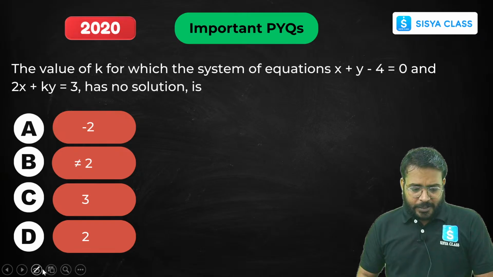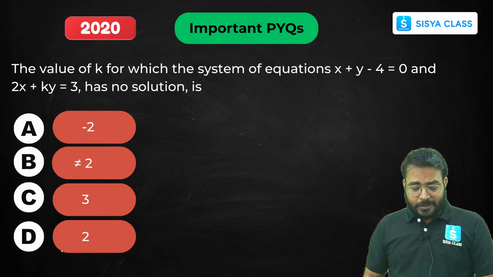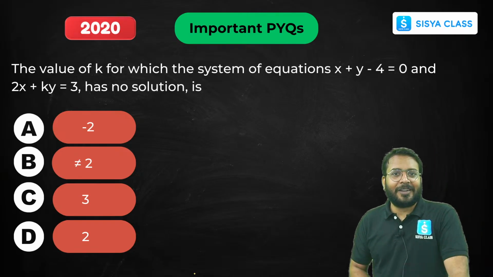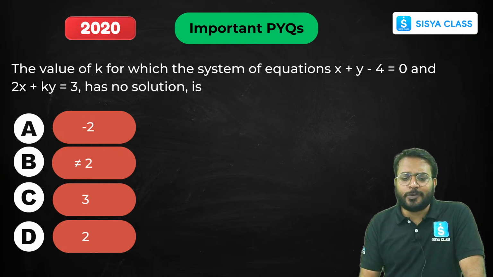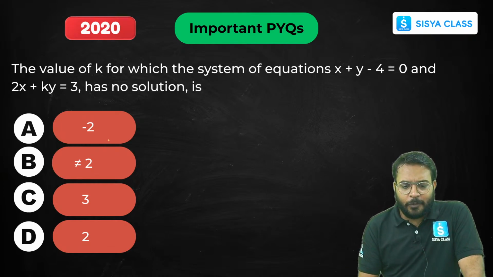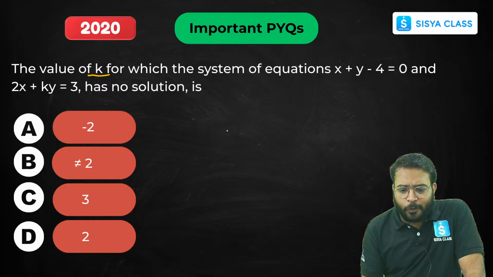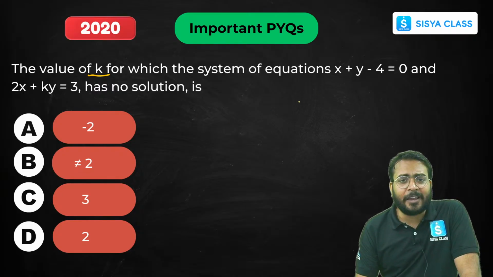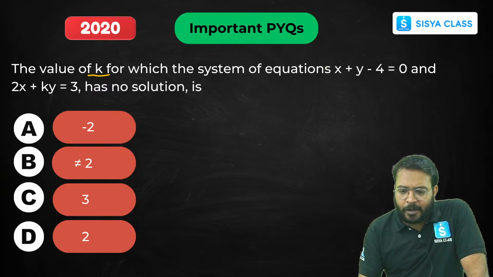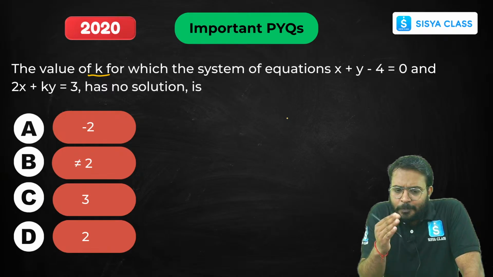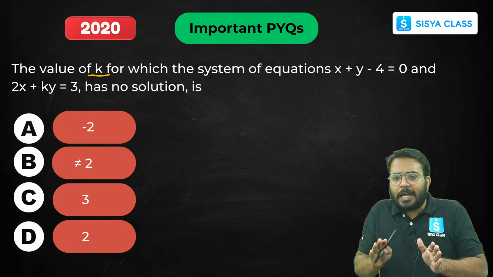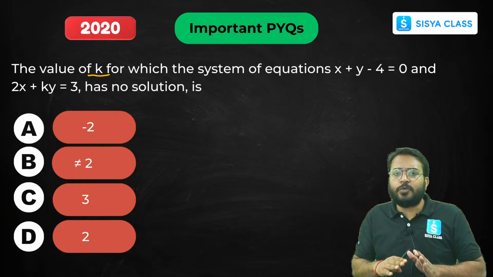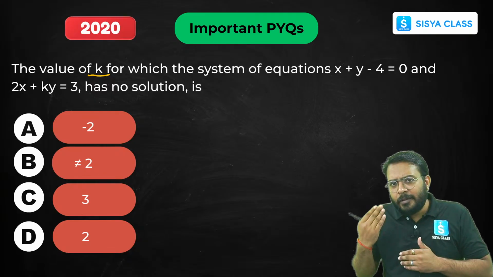Now let us see some previous year questions that have been asked based on the same topic. Can you see how the question used to be asked from this topic? You need to find the value of k for which the system of equations, this and this, has no solution. So the two equations should have no solution, which means they should be parallel lines.